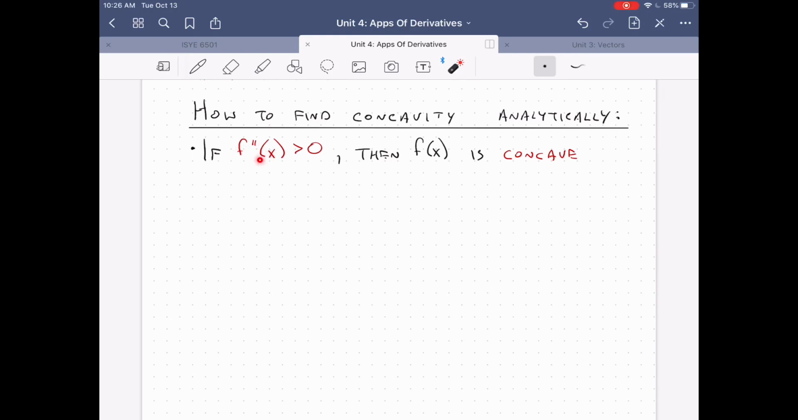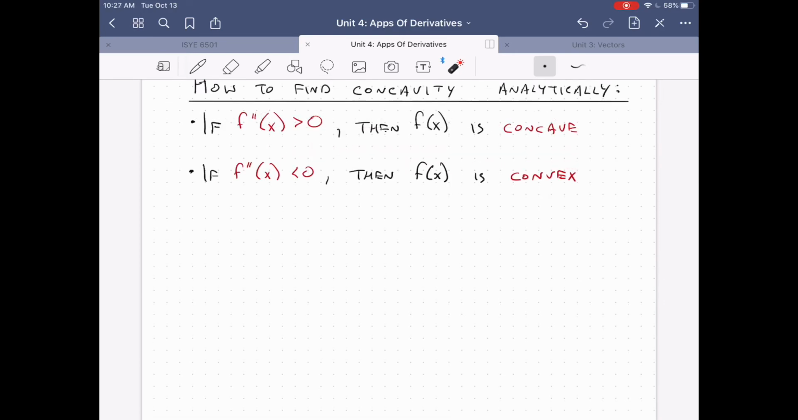If your second derivative is positive, that means that the function is concave. So we talked about convex being the opposite of concave. And what's the opposite of something being positive? Well, something being negative. So if f double prime of x is negative, then that means that f of x is convex. So these are opposites over here, these are opposites over here.